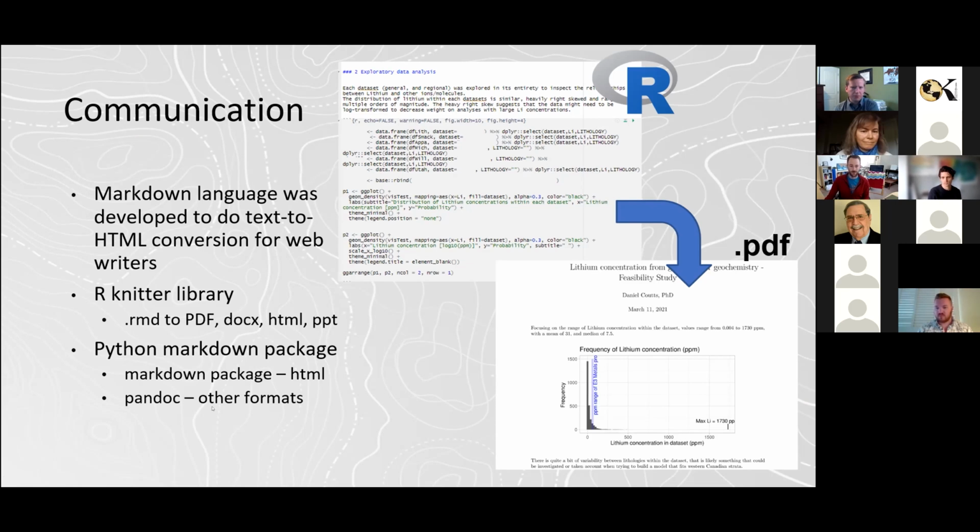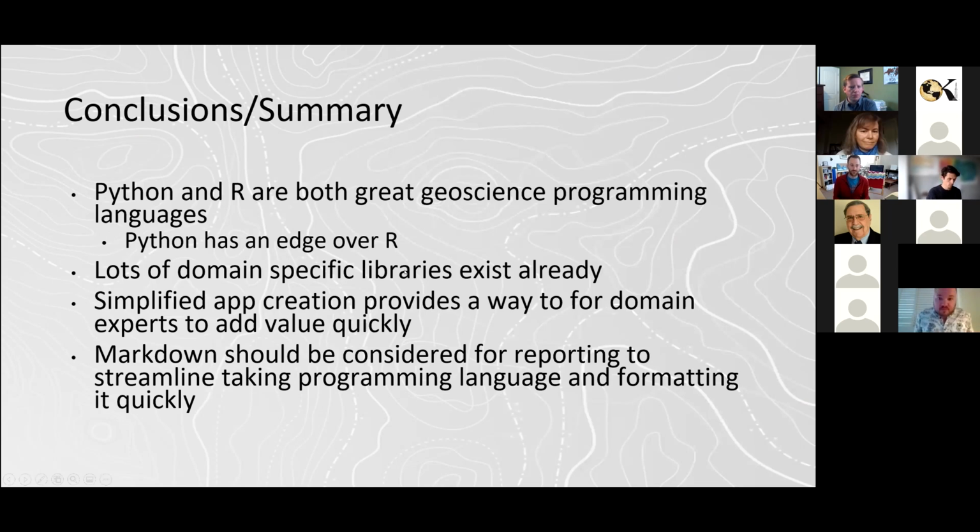And so for Python, there aren't as many packages for going to as many different formats, but there are some. In conclusion, there's a lot of stuff out there for Python and programming for doing geoscience computing. Python definitely has an edge over R if you're looking to get into this sort of work or this sort of digital framework, because there are a lot of domain libraries that already exist.